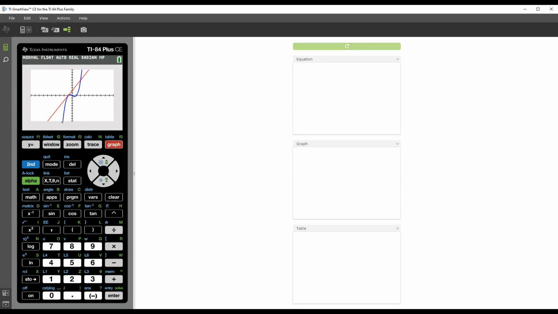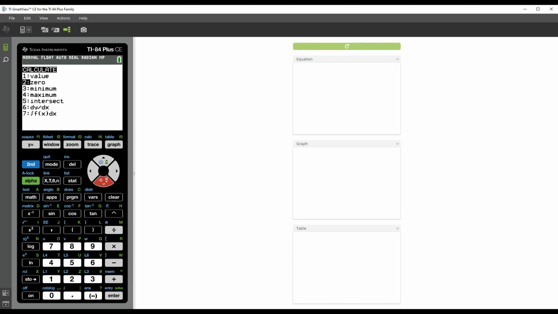Remember, the original problem was the blue curve, and the question said that it had a tangent at -1, 0, and then the question asked, where else does it intersect the curve? So now you can really clearly see that it intersects again up there. How do we find that point of intersection? With our intersect button, second calc.